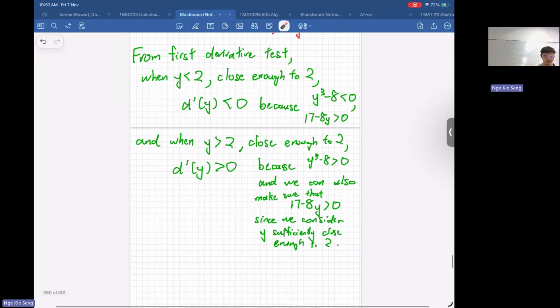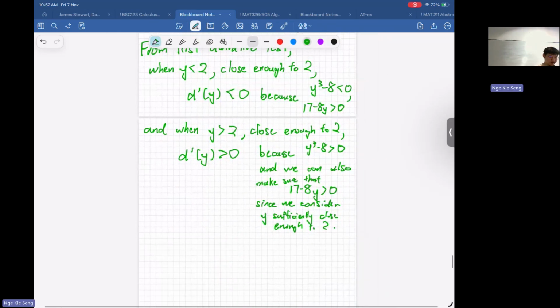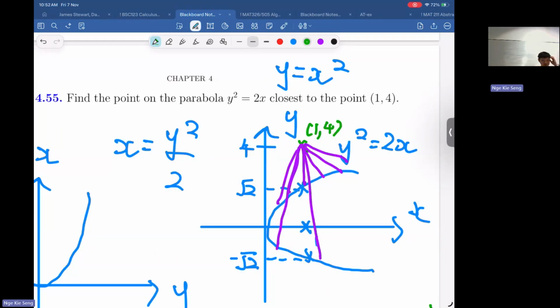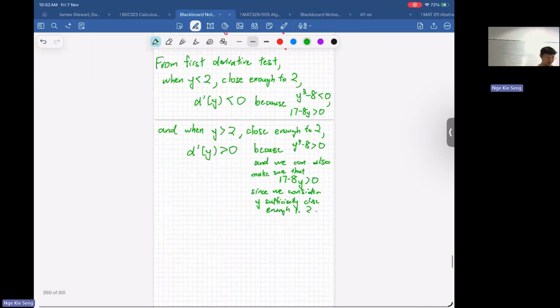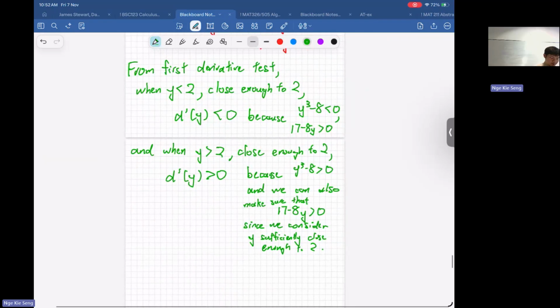So from here, what can we see here? So are we looking for maximum or minimum in this case? Find the point that's closest. Closest, right? So meaning the shortest one. So this is the minimum distance here. So is this a good local minimum? So let's check.